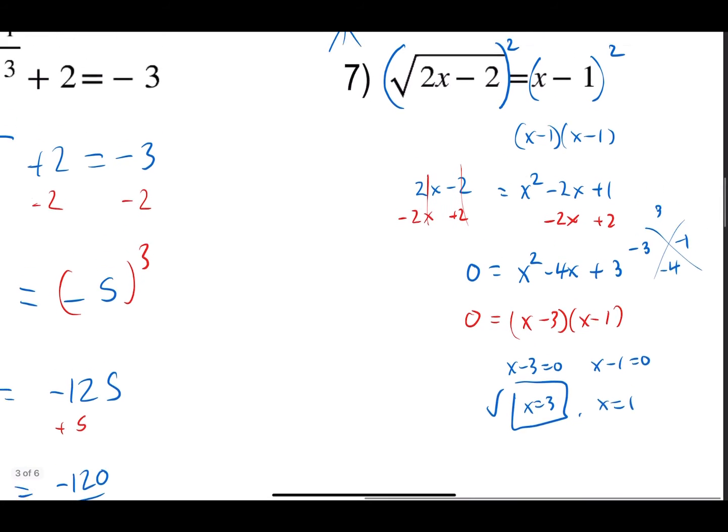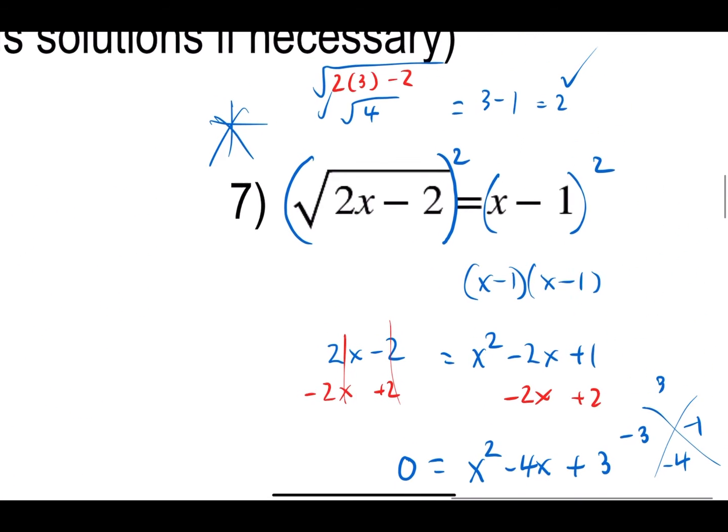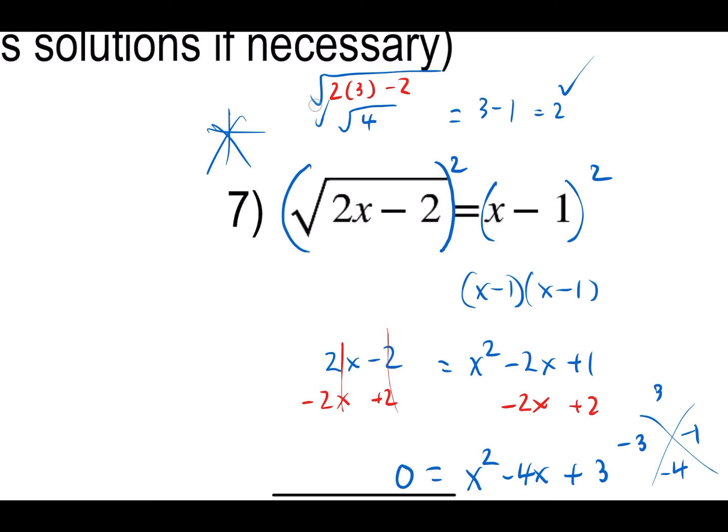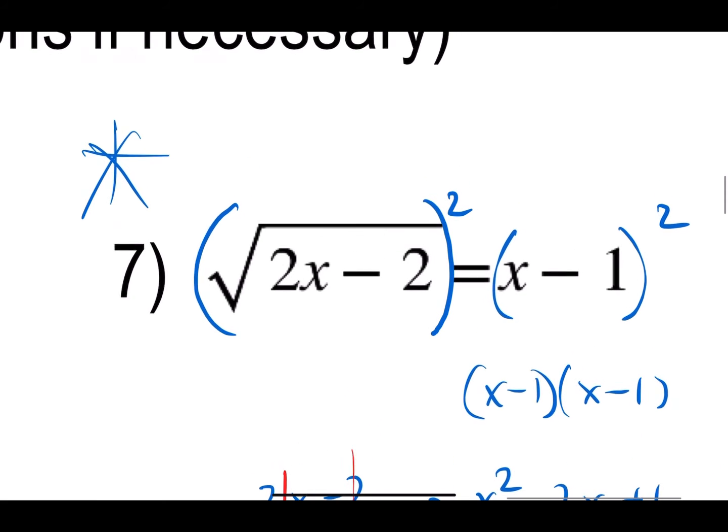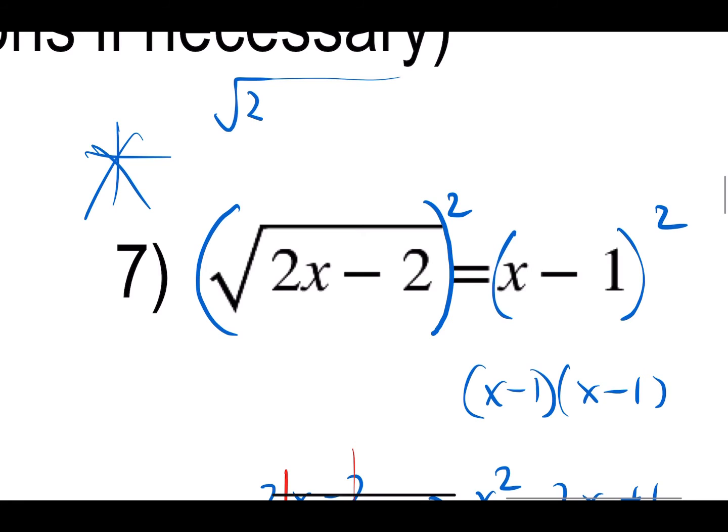Let's check 1. I already see maybe... Nope, actually, nothing will go wrong here. Square root of 2 times 1 minus 2 is 0. A-OK. The square root is 0. We're allowed to equal 0. We just can't equal a negative.